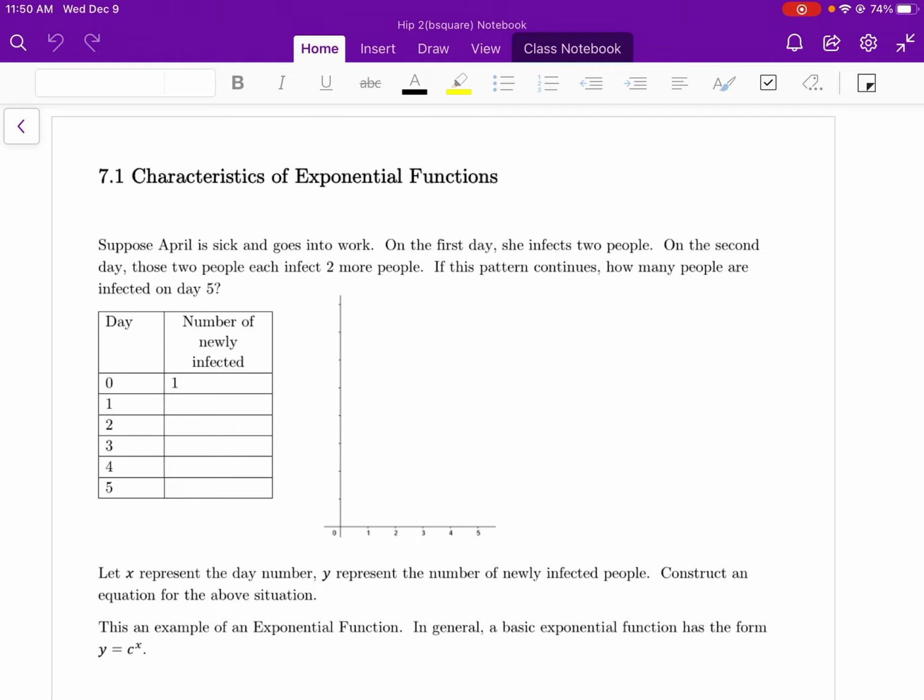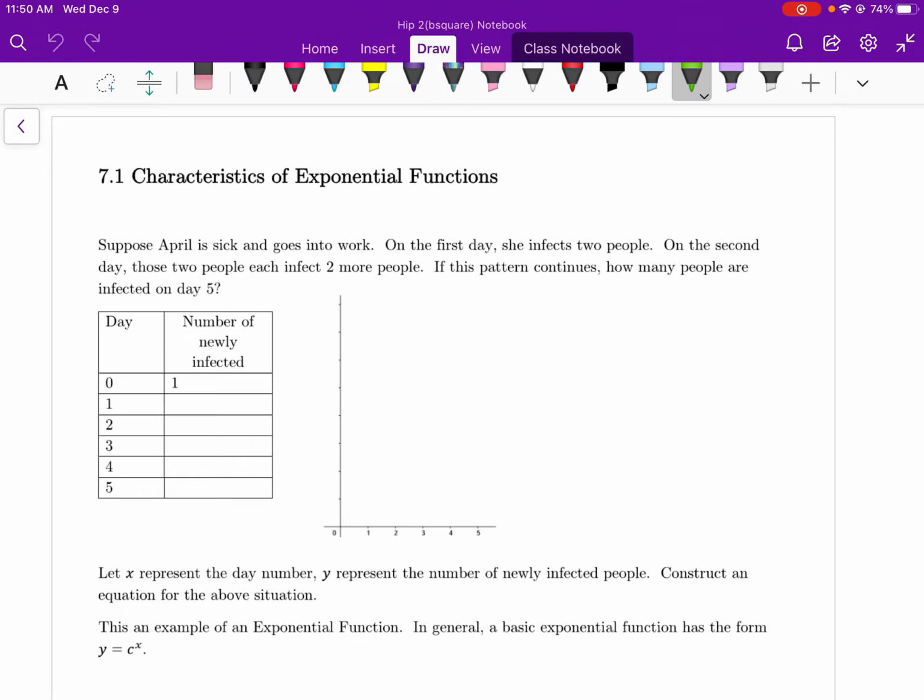Suppose April is sick and goes into work. On the first day, she infects 2 people. On the second day, those 2 people infect 2 more people. If this pattern continues, how many people are infected on day 5?